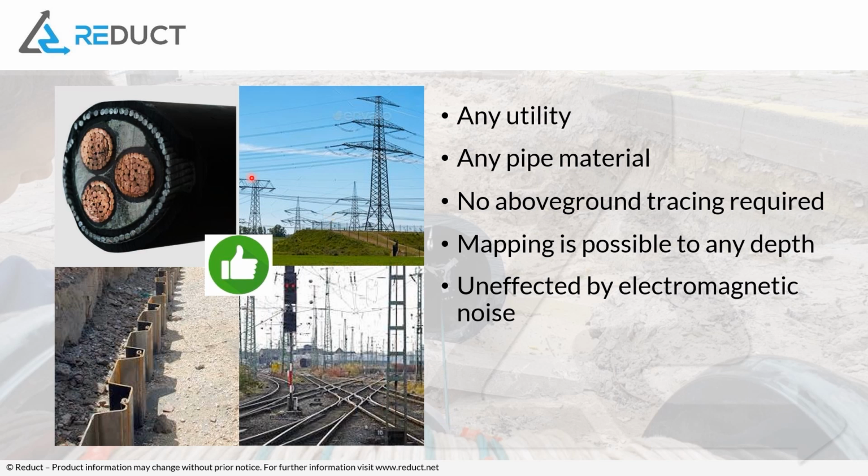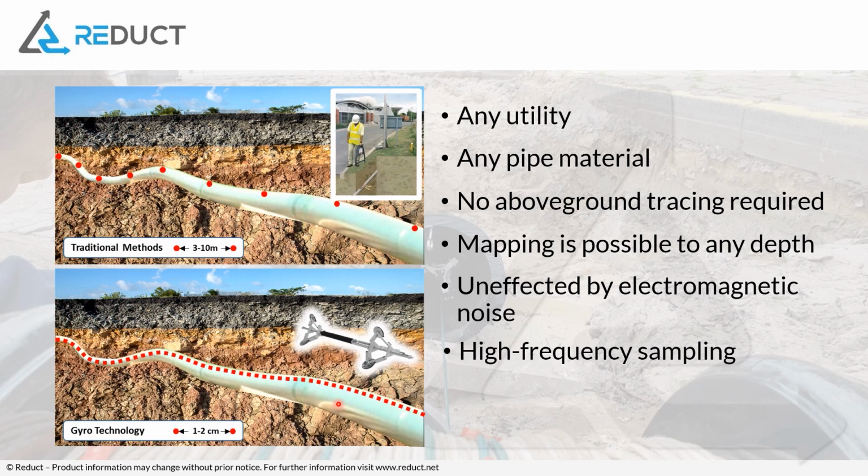So whether it's a power cable or a train track or steel plating, anything that normally would interfere with the traditional locating technologies, inertial navigation doesn't have that issue. We map at high point frequency, and I'll try to visualize that a little bit. With traditional methods of locating, you're somewhere between 3 and 10 meters, let's say. You have a point, but because you have such infrequent points, you start to miss things, particularly in smaller ducts.